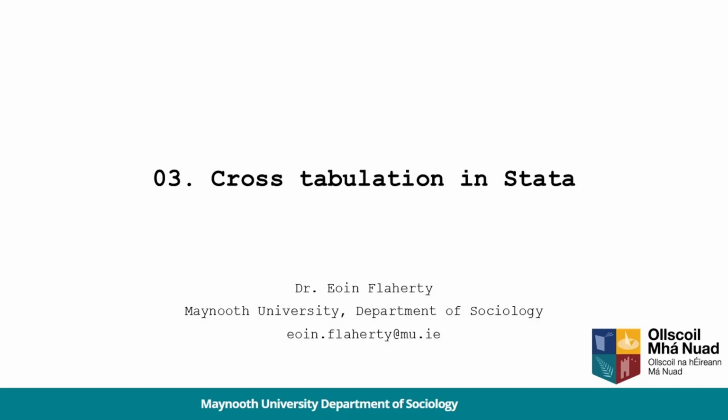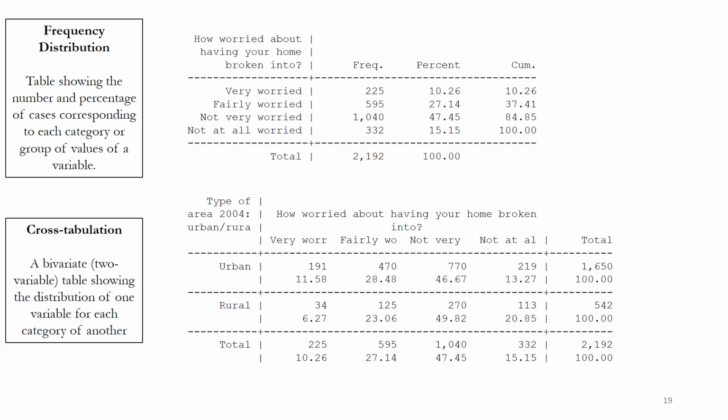Let's have a look at some methods for tabulating and cross-tabulating data in Stata. What we're looking at here is some data from the Scottish Crime and Justice Survey, and I've selected a variable that asks about fear of crime. Up here we've got how worried. The question is, how worried are you about having your home broken into?